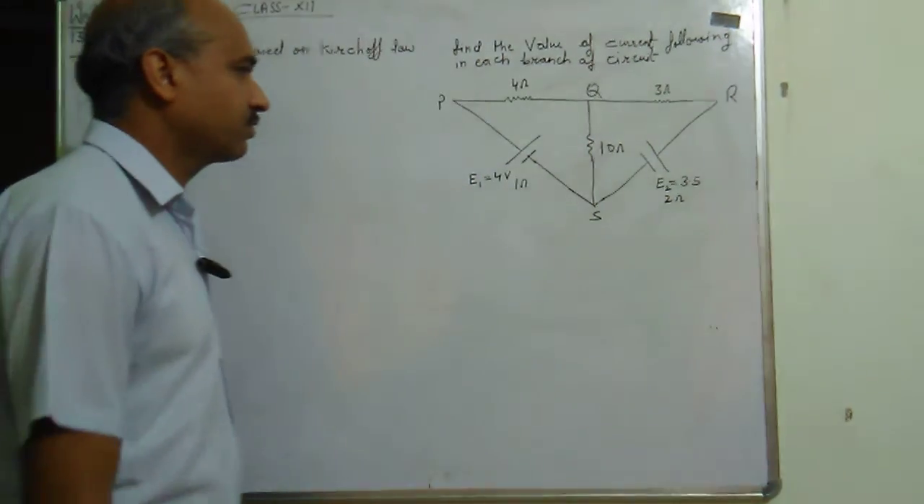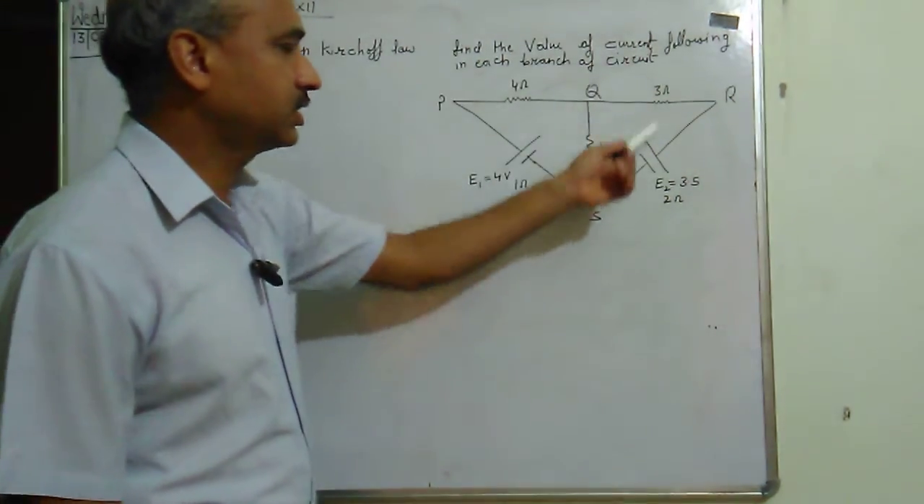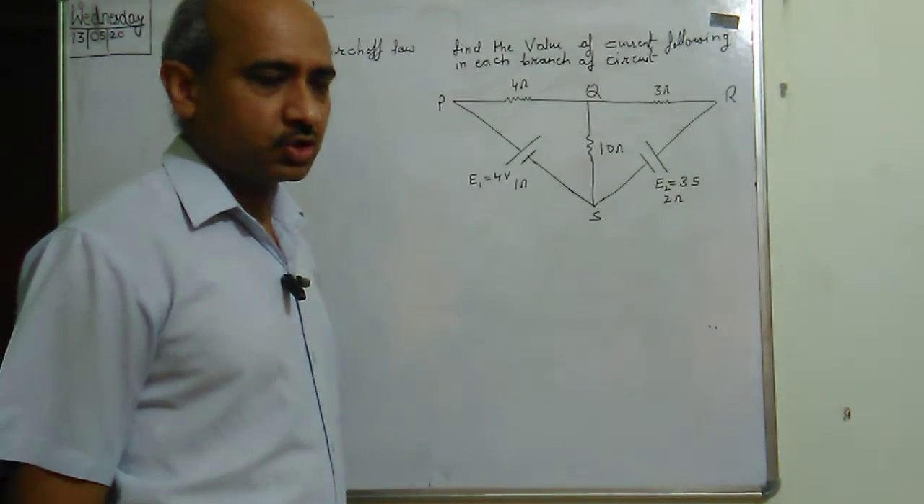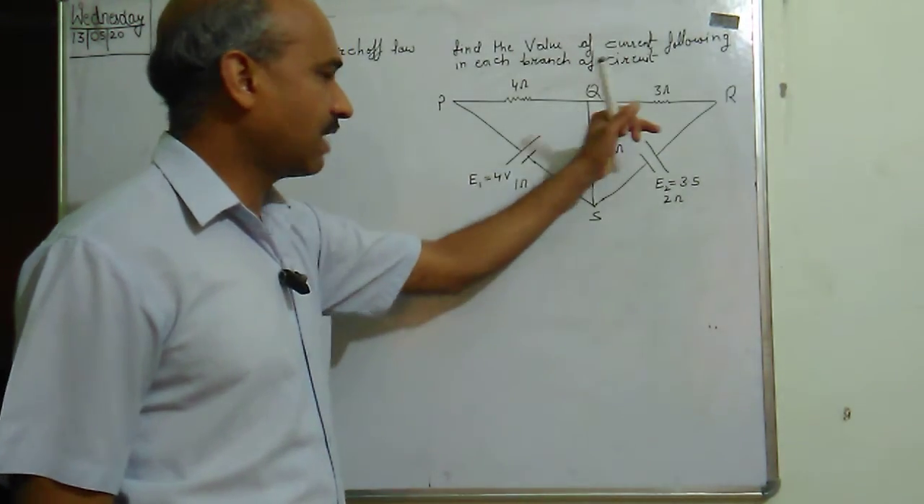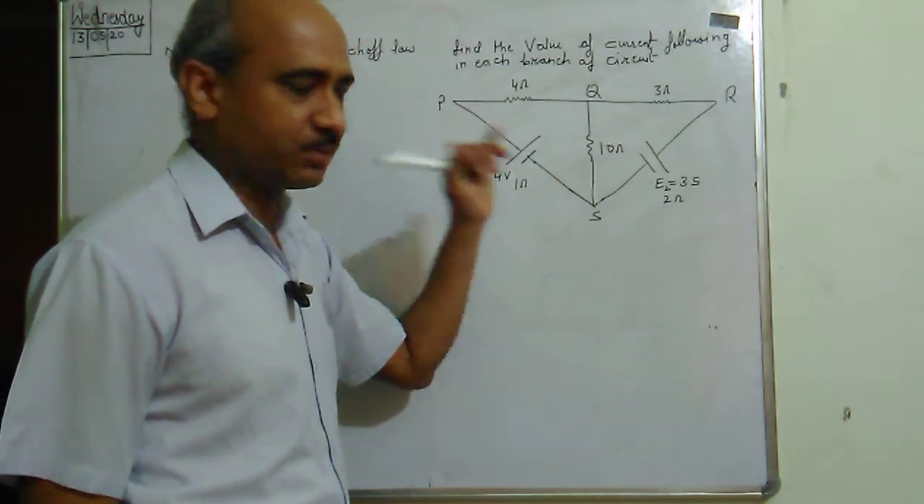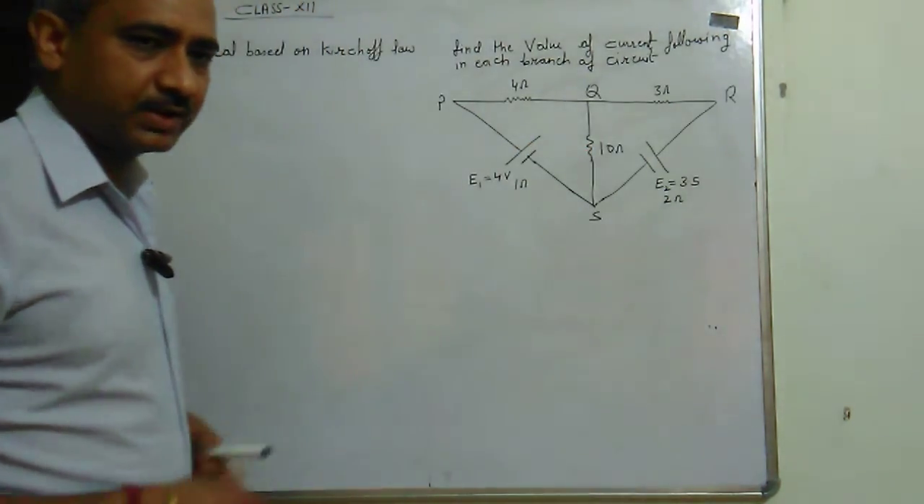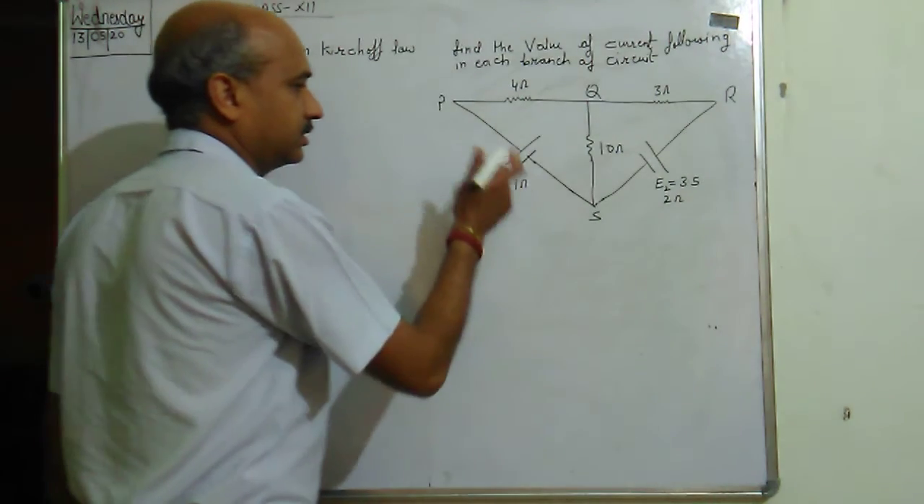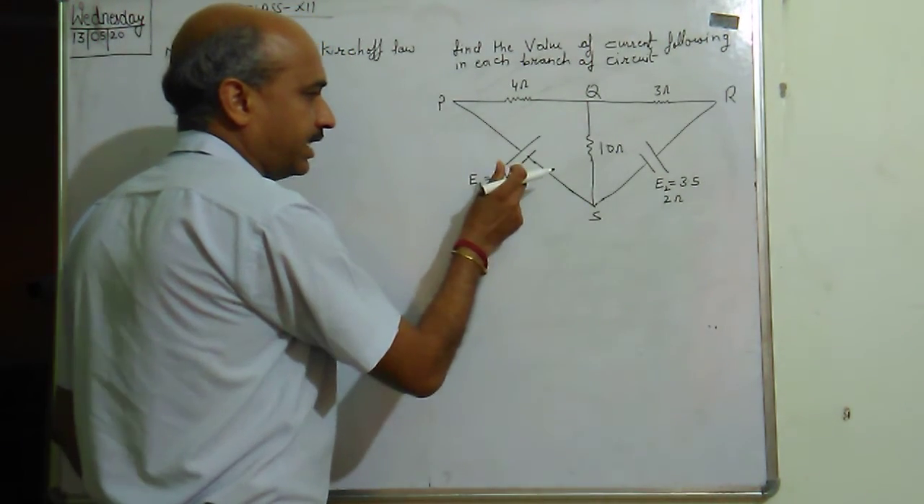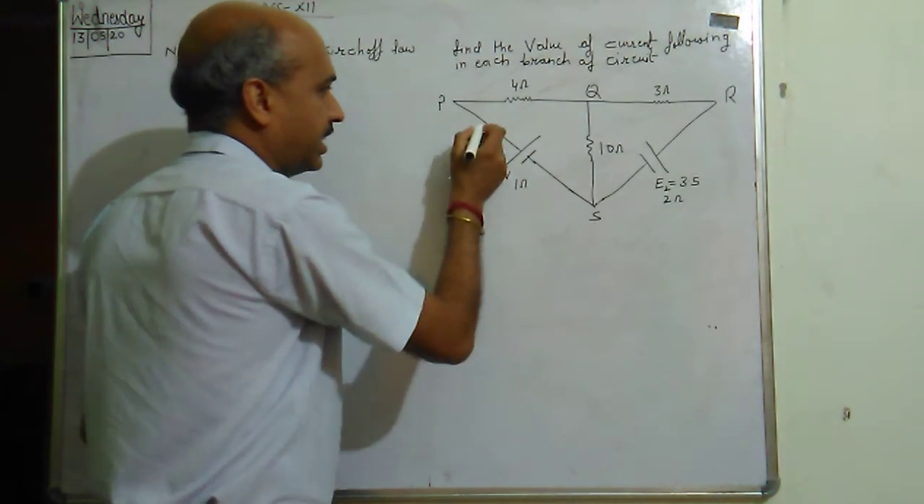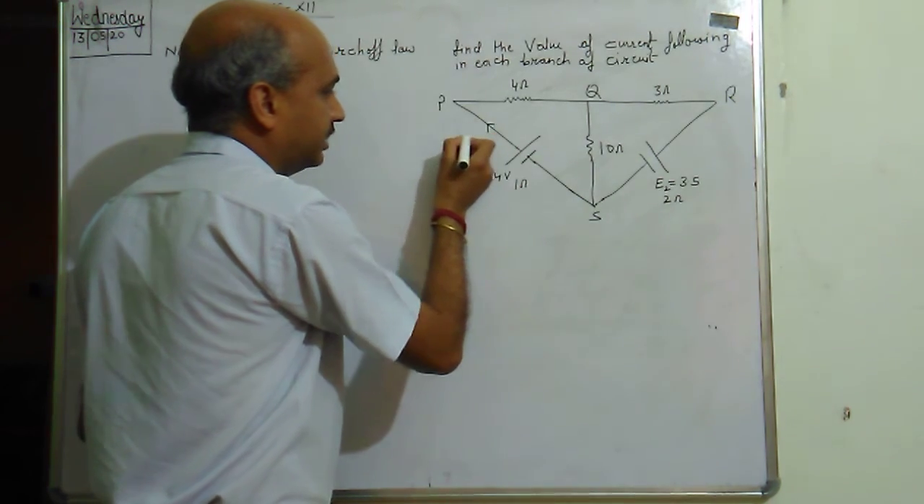So now first of all let us mark the direction of the current in this circuit. What we have to do is find out the current flowing in each branch of the circuit. There are several branches, so we have to find out the current flowing in each branch. First let us mark the direction of the current. This is the negative terminal and this is the positive terminal, so the current will flow from positive to negative.